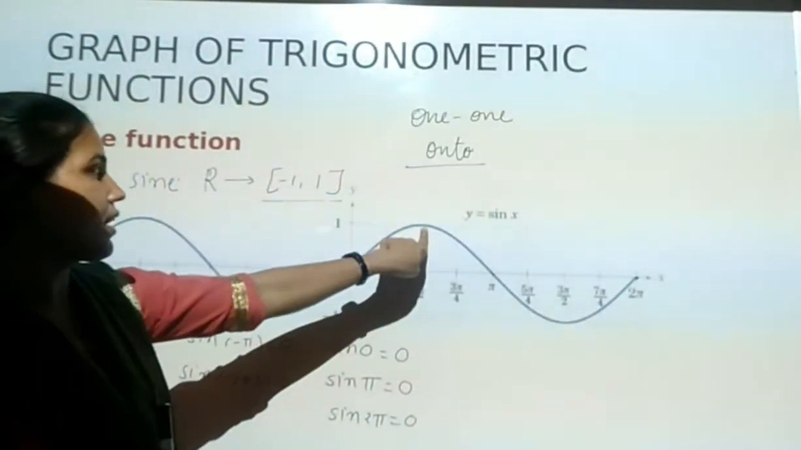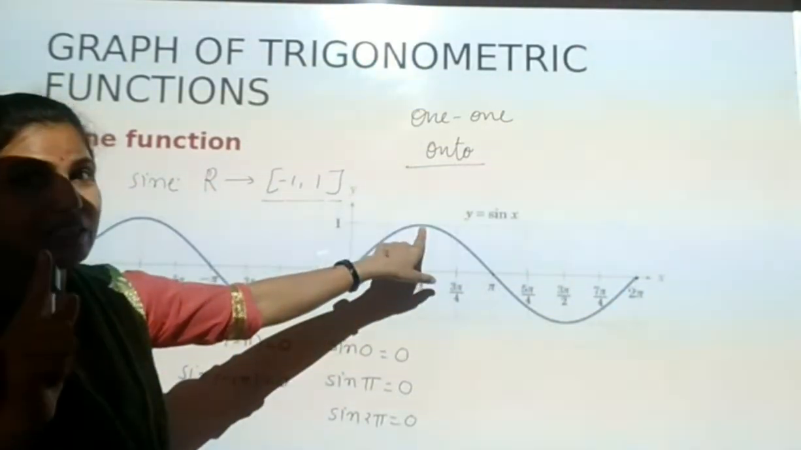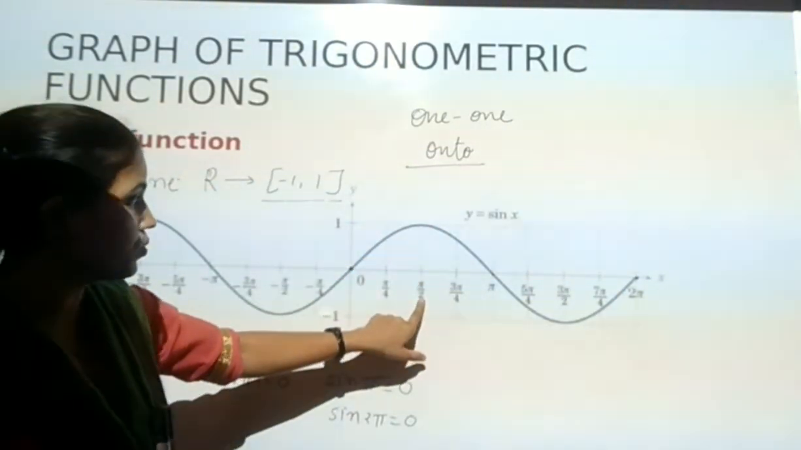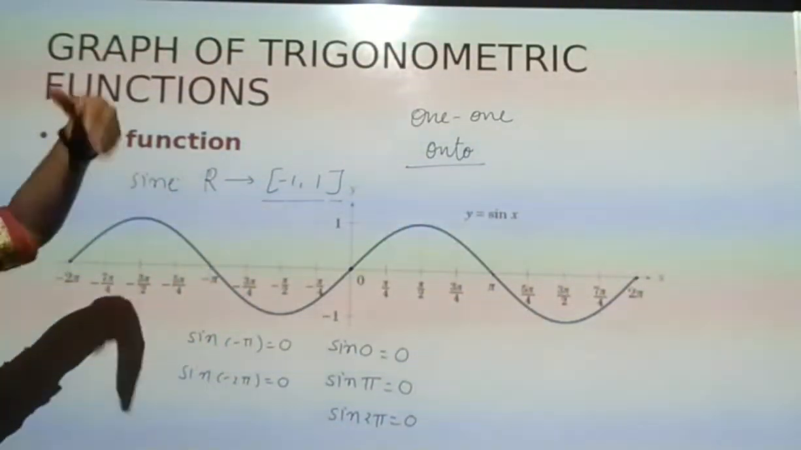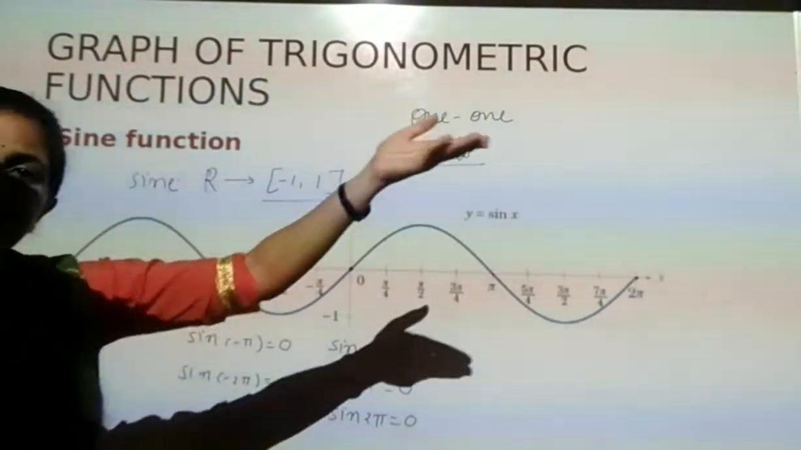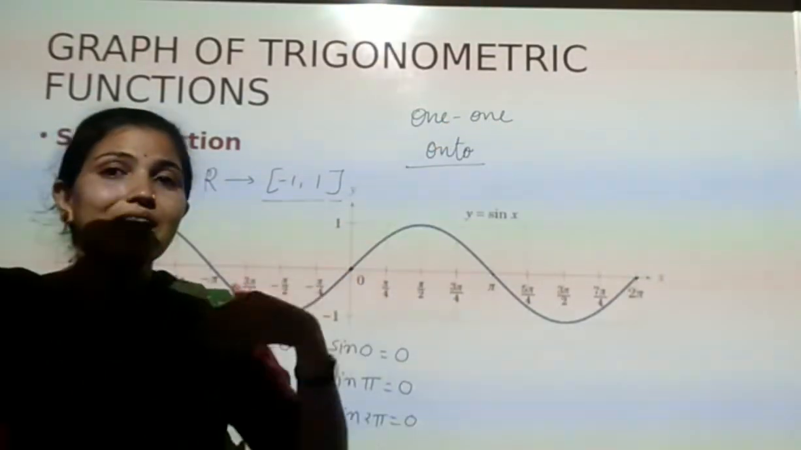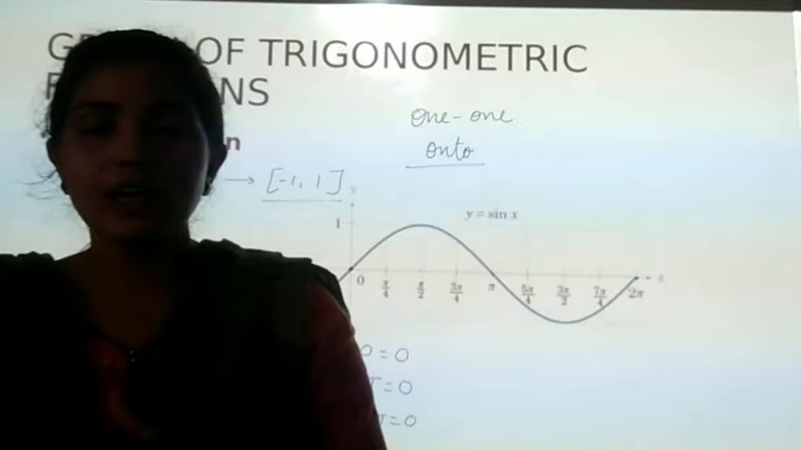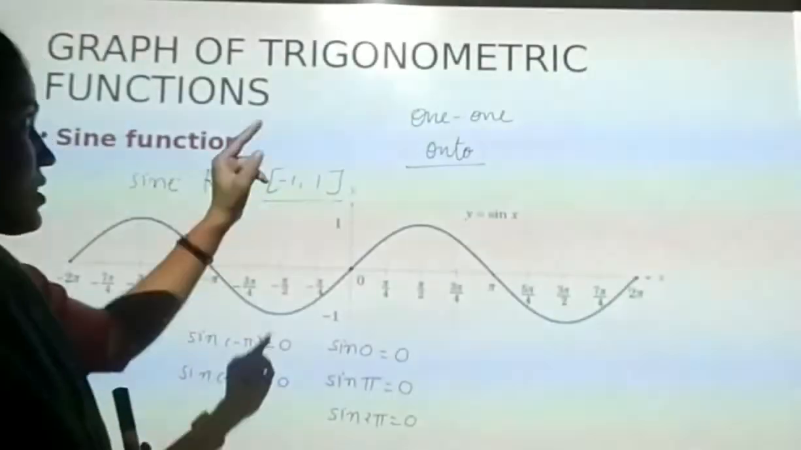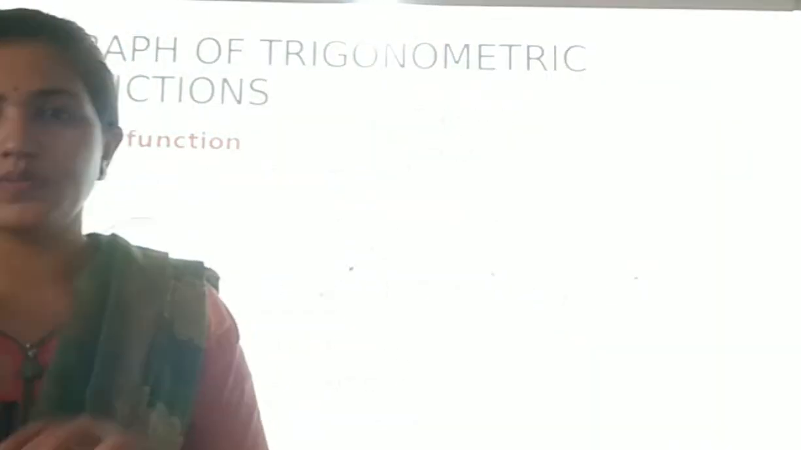You can check here also, for the value 1, how many angles you get: pi by 2, then here 3 pi by 2, similarly you can go further and check. So there are many such angles for which we get the same value, that we know. Therefore your sine function is not one-one.